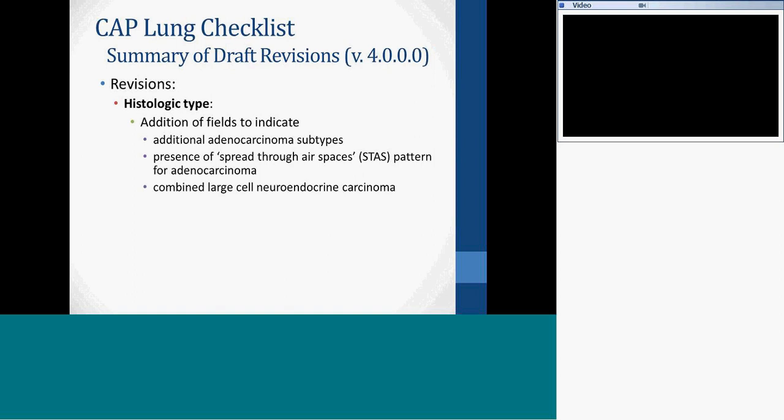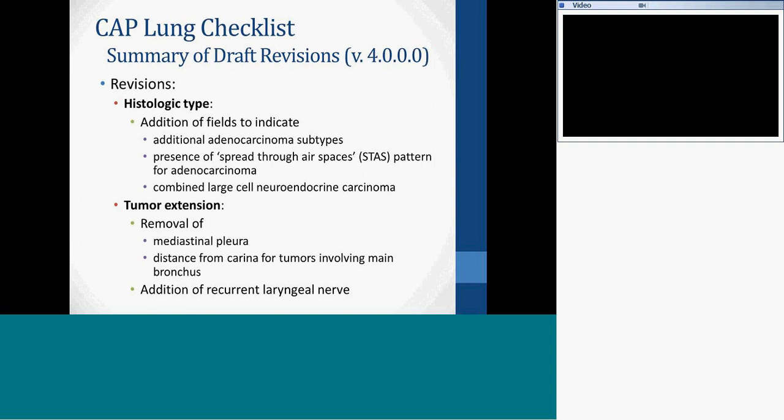For tumor extension fields, there have been a number of minor changes, including removal of the mediastinal pleura from tumor extension. The 2-centimeter distance from carina for tumor involving the main bronchus was also removed, which I'm sure many pathologists are going to be quite happy about. And the addition of the recurrent laryngeal nerve within the checklist.